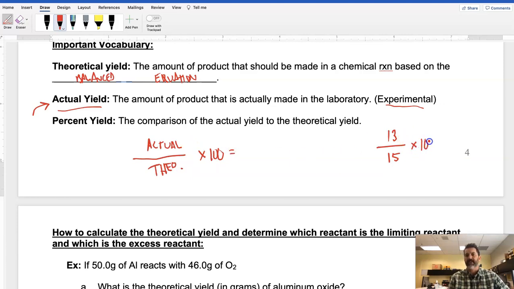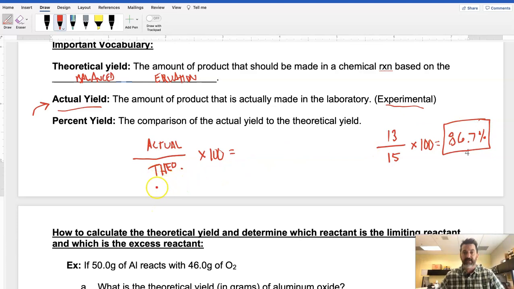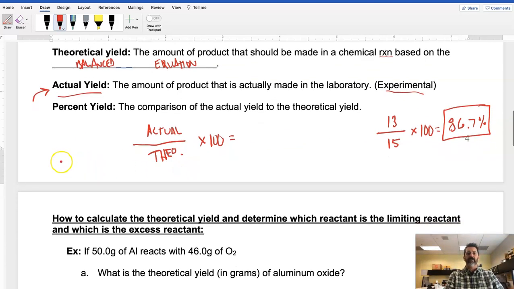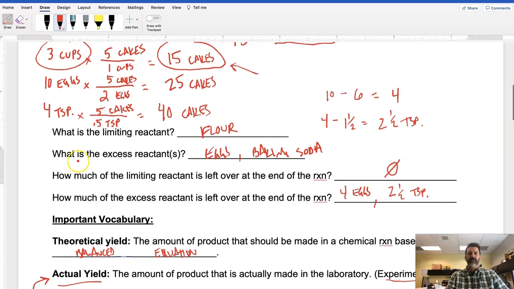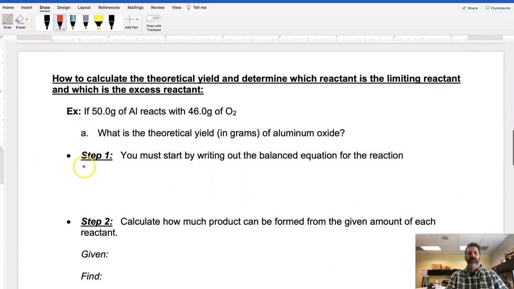I can do the same thing here. I actually made 13, and I was supposed to make 15. What's my percent yield? 86.7%. That's how close I was to the theoretical yield. We can do that for anything, but that's the basis for our calculations.